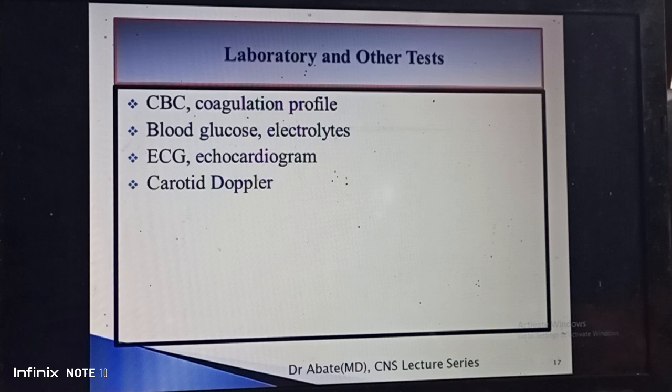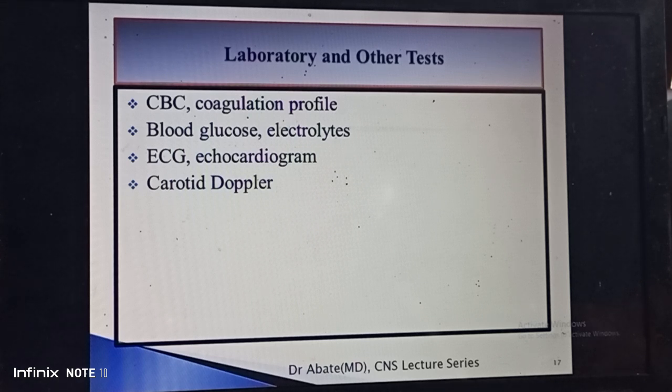The other thing is you have to do important blood tests in a patient you are thinking of stroke. In fact, brain imaging plus your history and physical findings are enough to make the diagnosis of a stroke, whether it is hemorrhagic or ischemic stroke. So the other laboratory test that you have to check is CBC.